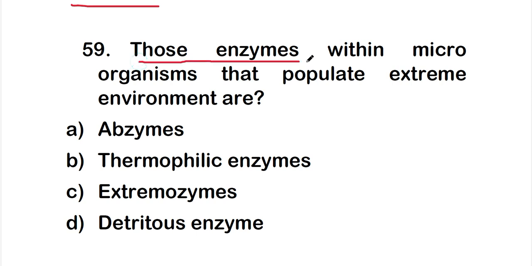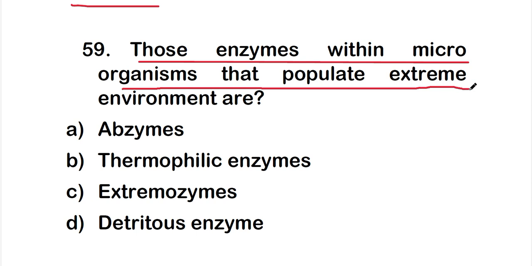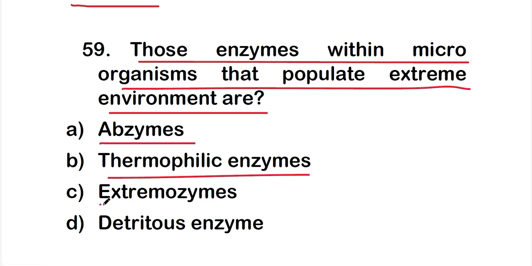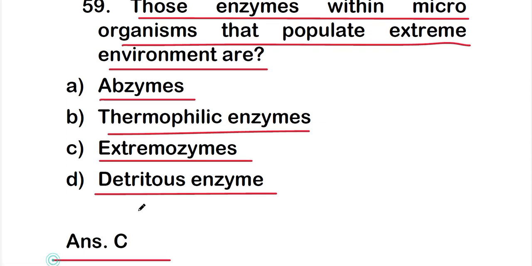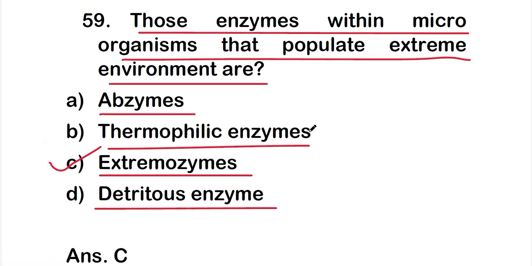Those enzymes within microorganisms that populate extreme environments are: option A, abzymes; option B, thermophilic enzymes; option C, extremozymes; option D, detritus enzyme. The right one is option C, that is extremozymes. So those enzymes within microorganisms that populate extreme environments are extremozymes.